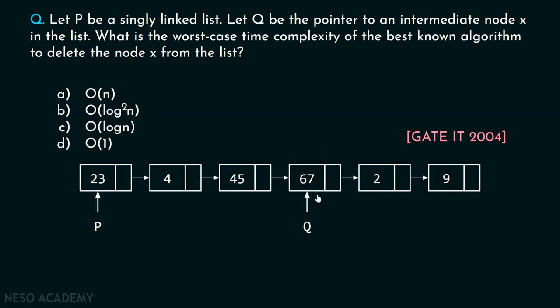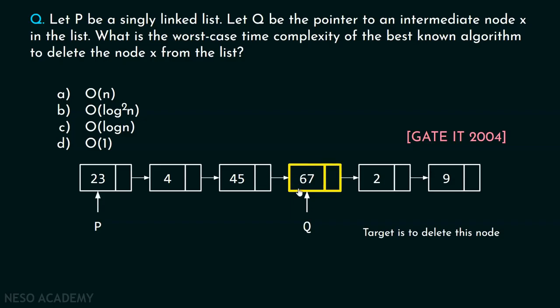It could be any other node. It is possible that the intermediate node that we are talking about is this particular node, or it may be this node, or it may be this node. That depends. Now, what is the worst case time complexity of the best known algorithm to delete the node X from the list? Our target is to delete this particular node, and we have to find out the worst case time complexity of the best known algorithm to delete this node.